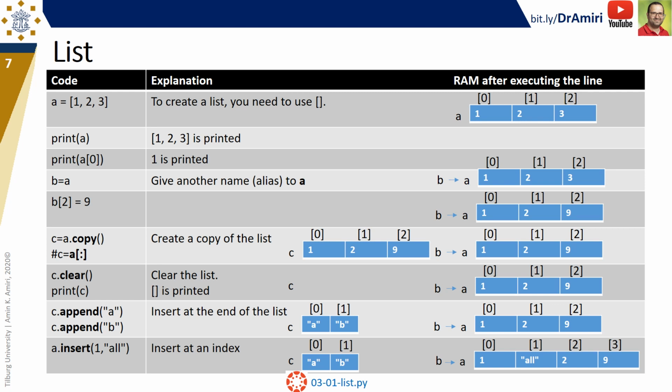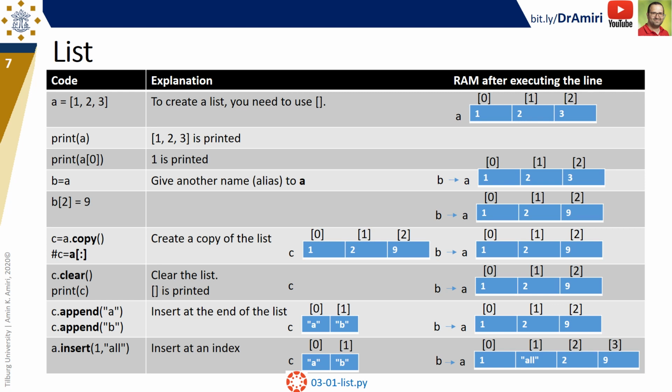The third important method of a list is append. Append will get an argument and add that argument to the end of the list. So here, as you can see, C.append(A) adds A to the C, and then append B will add B to the end of the list.